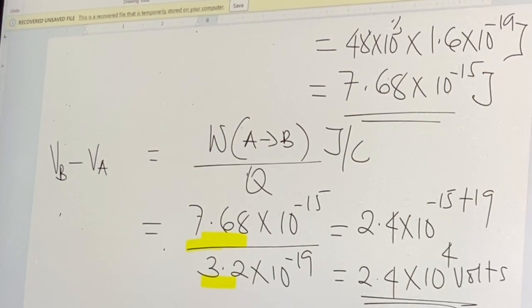Okay, so in our next video, we'll consider electric potential due to a single point.